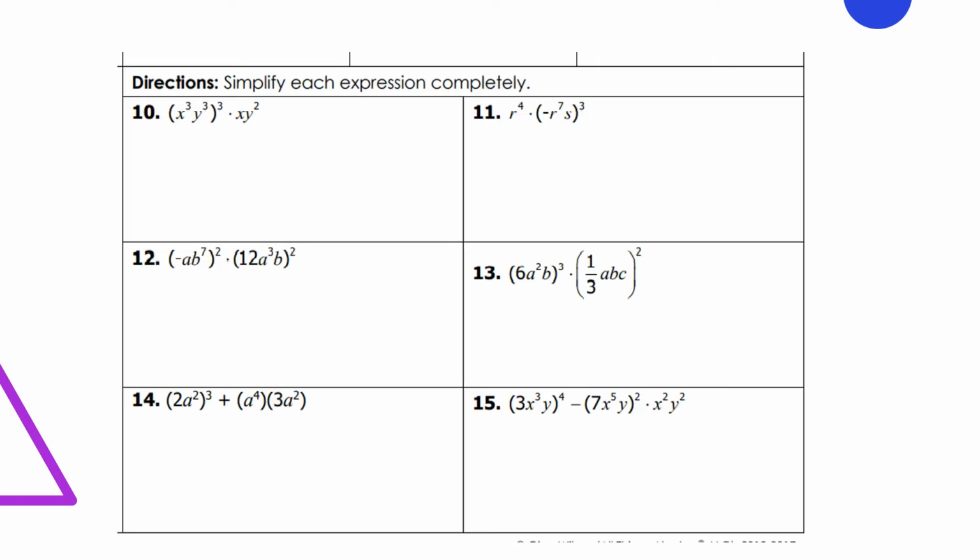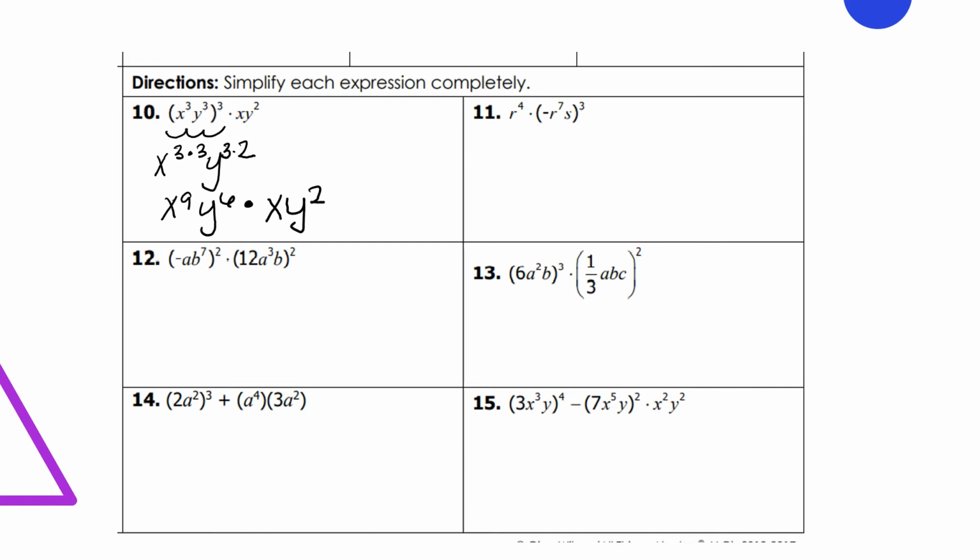Put some of these things together. So the first thing you're always going to do is do those powers, do those exponents. So I am going to do that first before I multiply. So I'm going to take everything to the 3rd here. So I have x to the 3 times 3, y to the 3 times 3, which is x to the 9th, y to the 6th, times x, y squared.